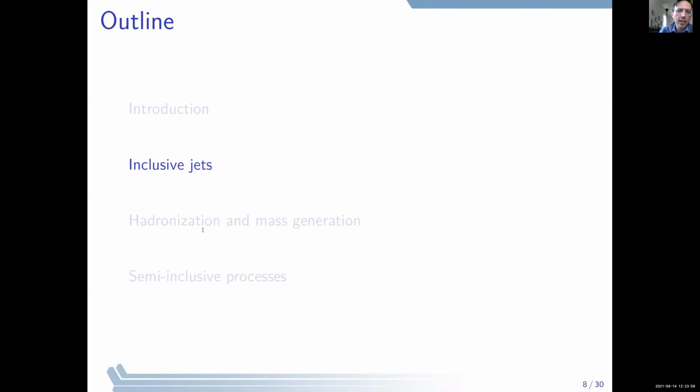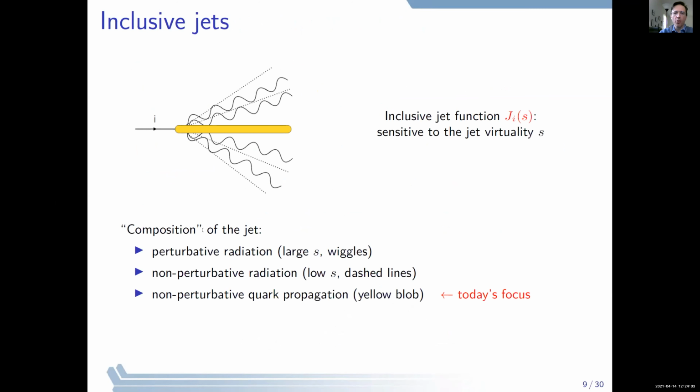Let me start by looking at these inclusive jets that perhaps are the least familiar of all the objects I mentioned. An inclusive jet collects part of the energy sensitive to the jet virtuality S, and it can be theoretically decomposed in three elements. One is perturbative radiation, depicted with wiggles, and is part of the large S component. Then we have a non-perturbative low S radiation depicted with dashed lines. And finally, there is a component which is due to the non-perturbative quark propagation, the fact that the quark, as it moves, dresses itself. It is this dressing that is the focus of today's talk. But we will see a little bit of the connection with that.